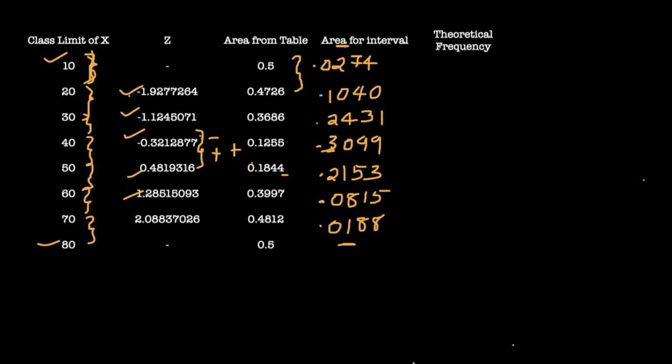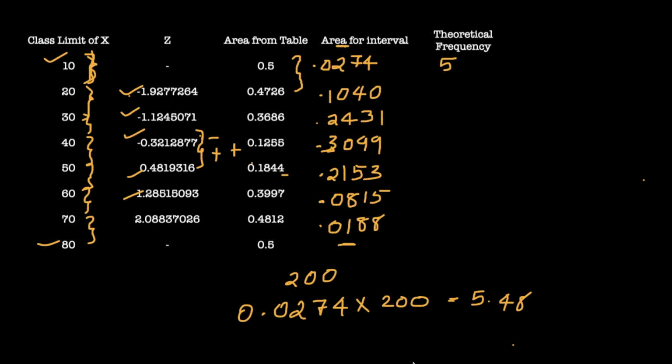Now we have to calculate the theoretical frequencies. For calculating theoretical frequencies, we have to multiply these particular probabilities with the total number of frequencies. We know that the total number of frequencies is 200. We have to multiply 0.0274 by 200. We'll get the value as follows, right? So the value will be 5.48. We could round it off as 5. So our first theoretical frequency will be 5.